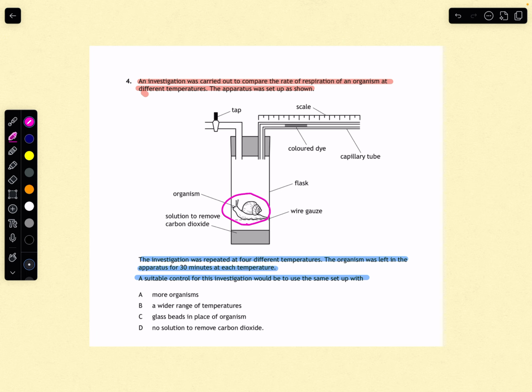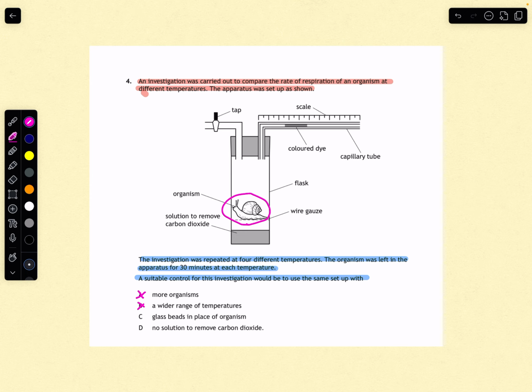We've got, well, option A, will a control be set up with more organisms? Well, no, because more organisms are going to respire and therefore going to affect the result. They're going to give you a result, okay? A wider range of temperatures, well, I would say no for that too, because you've already got 4 different temperatures, right? If you've got 4 different temperatures, that's more than enough to give you a valid set of results, right?